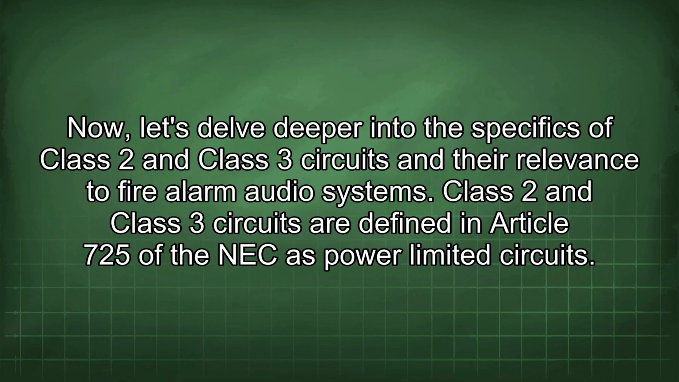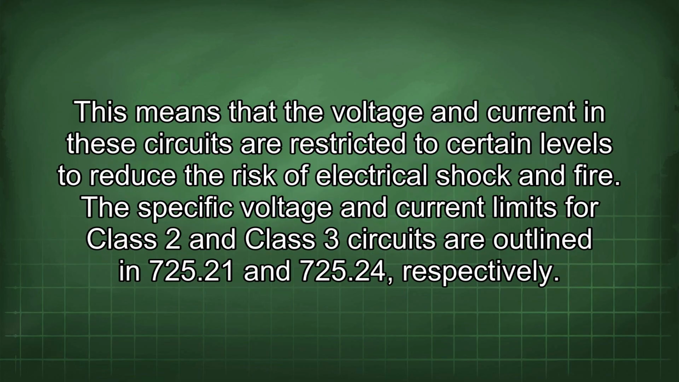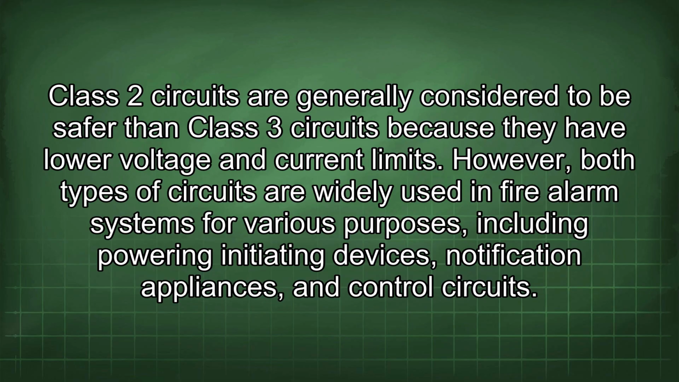Class 2 and Class 3 circuits are defined in Article 725 of the NEC as power-limited circuits. This means that the voltage and current in these circuits are restricted to certain levels to reduce the risk of electrical shock and fire. The specific voltage and current limits for Class 2 and Class 3 circuits are outlined in 725.21 and 725.24, respectively. Class 2 circuits are generally considered to be safer than Class 3 circuits because they have lower voltage and current limits. However, both types of circuits are widely used in fire alarm systems for various purposes, including powering initiating devices, notification appliances, and control circuits.